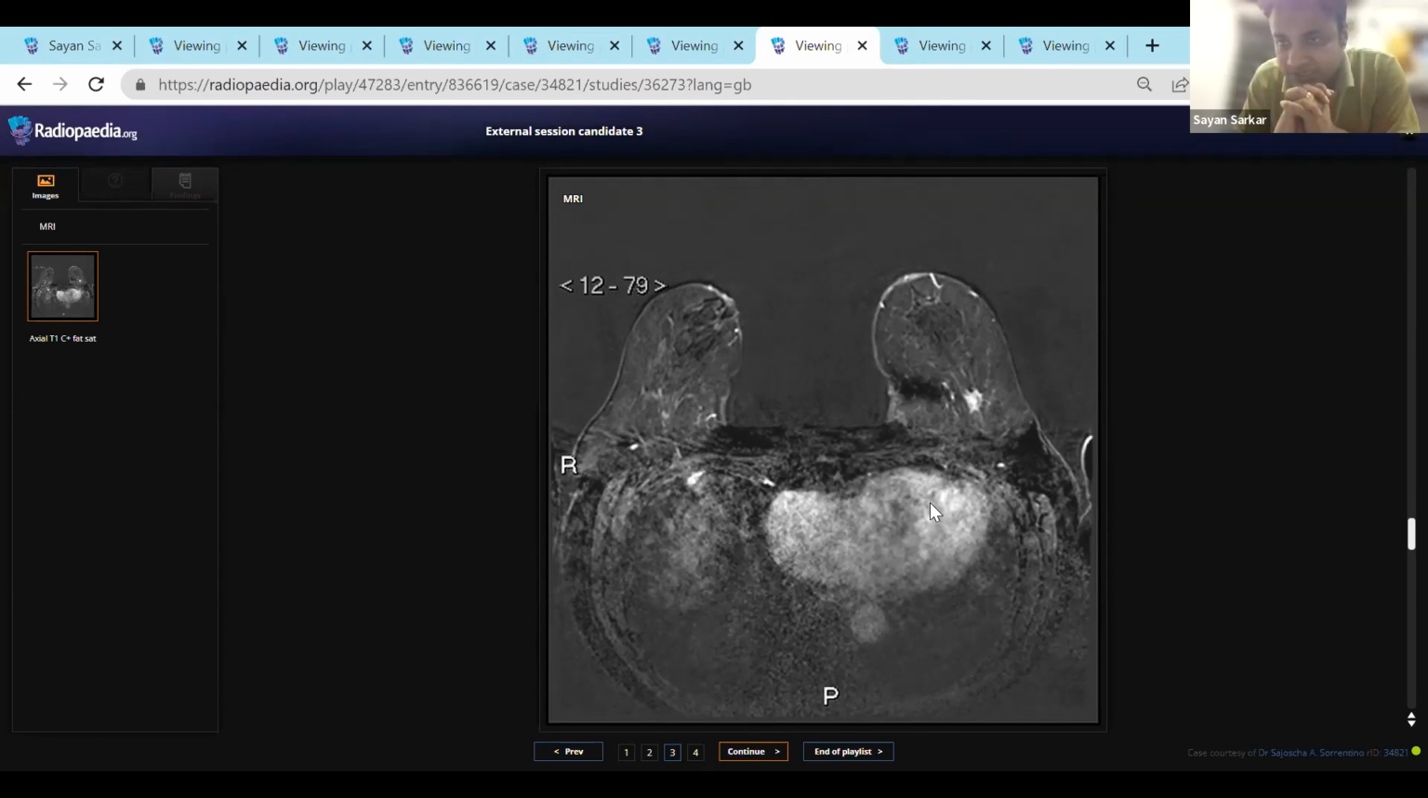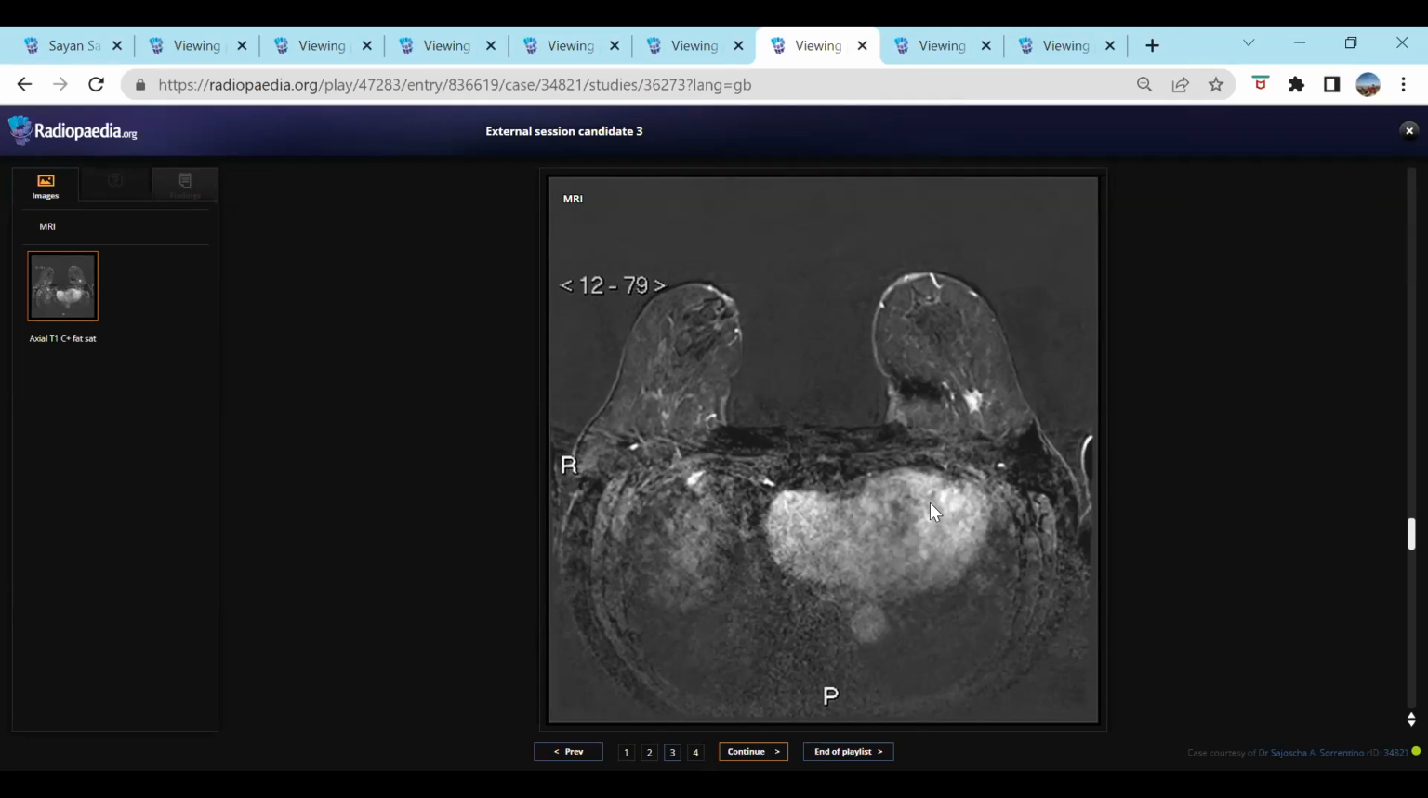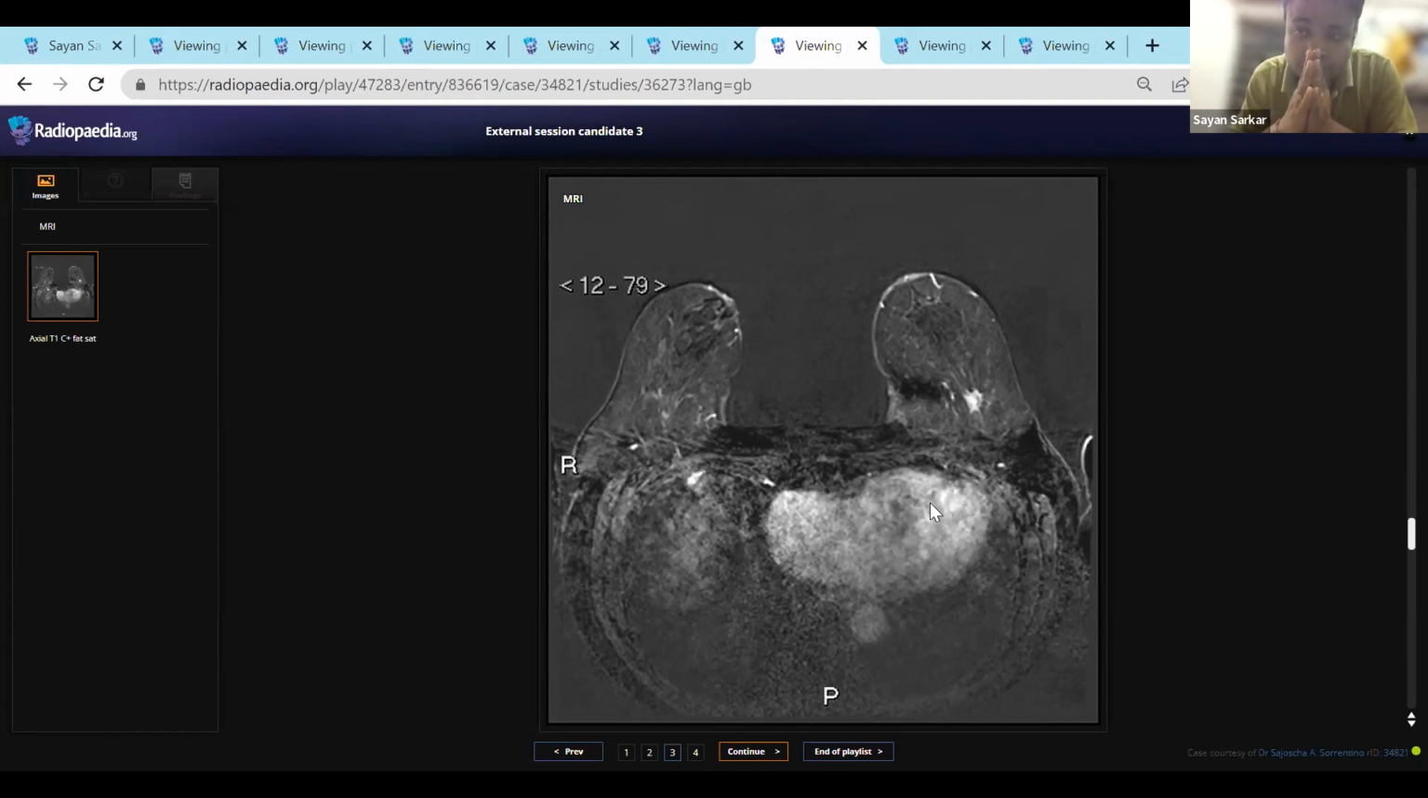Is there anything about the kinetics that you will see? Yes, we will assess the curves as well. What kind of curves are you expecting? If it's a malignant lesion, type 3 curve. So assuming this is a cancer, why do you think the patient underwent an MRI? To look for the synchronous lesions. Yes.